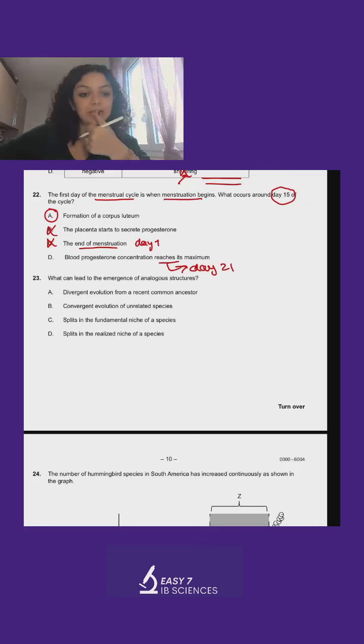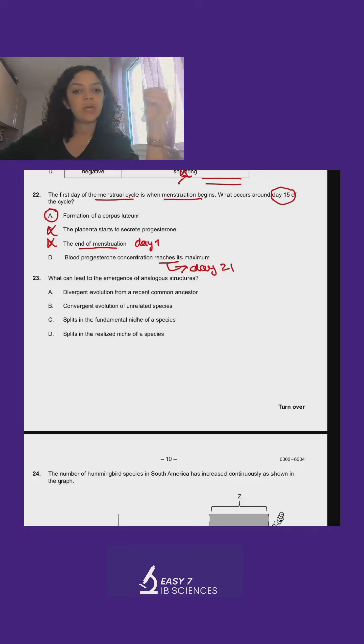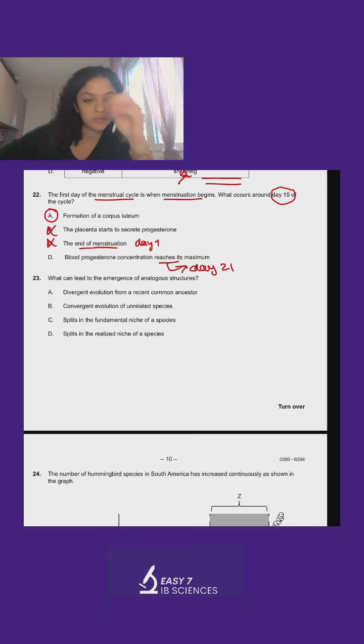It thickens the lining. Good. So progesterone helps grow that specific uterine lining to prepare for a baby. Okay, because when a baby implants, so when the fertilized egg implants in the uterus, you must have a thicker wall to maintain the baby.